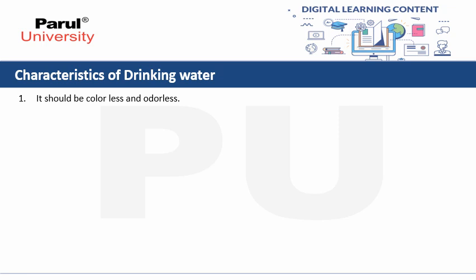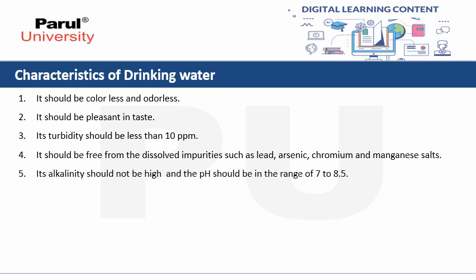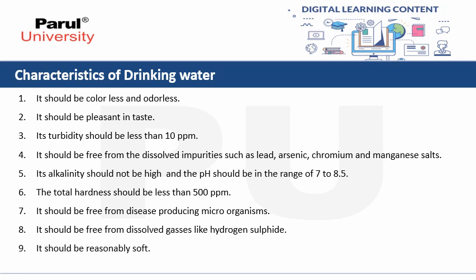Characteristics of drinking water. It should be colorless and odorless. It should be pleasant in taste. Its turbidity should be less than 10 ppm. It should be free from dissolved impurities such as lead, arsenic, chromium, and manganese salt. Its alkalinity should not be high and the pH should be in the range of 7 to 8.5. The total hardness should be less than 500 ppm. The drinking water should also be free from disease-producing microorganisms and also should be free from dissolved gases like hydrogen sulfide. It should be reasonably soft and should be perfectly cool.